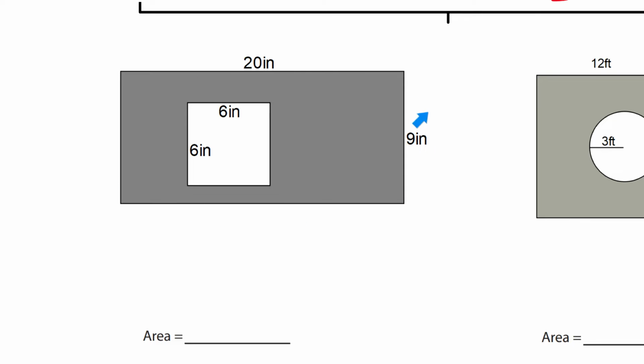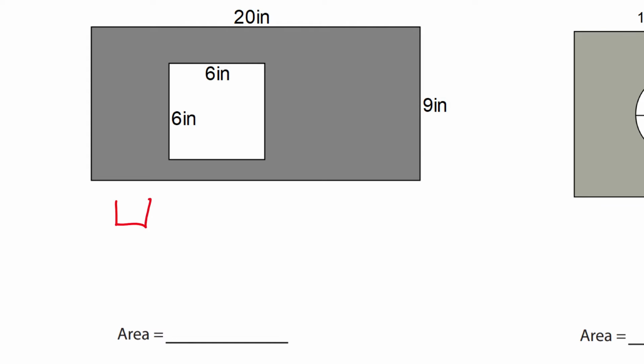So of the overall shape, what shape is it? It's a rectangle, so how do I find the area of that rectangle? Length times width. So I'm going to go 20 times 9, which is what? 180. Now, 180 would be if the whole thing was filled up, but it's not. There's basically a square hole that's cut out of it.